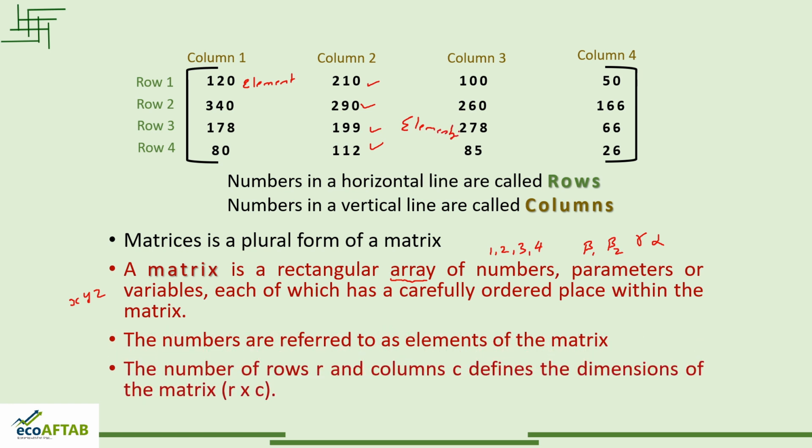The number of rows R and columns C define the dimensions of the matrix. So here there are totally how many rows? There are 4 rows and there are 4 columns. So the dimension of the matrix is called 4 by 4. The number of rows and the number of columns, R by C, or 4 by 4. So the dimension of this particular matrix is 4 by 4.